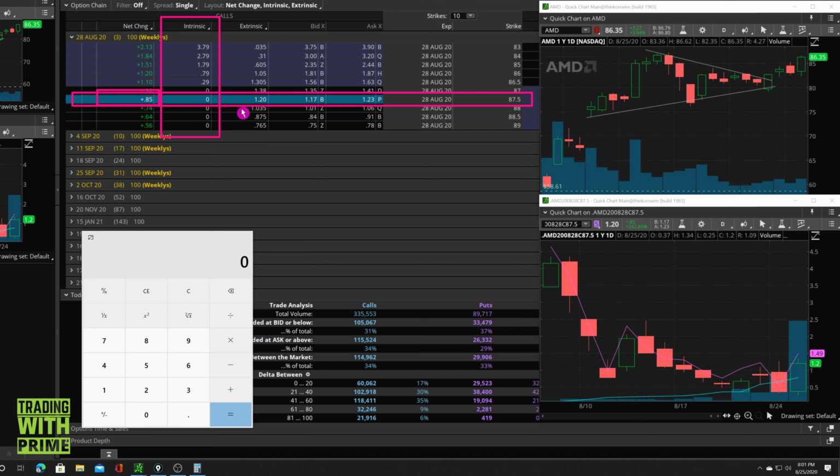It's worth $0. The reason why you're paying the premium is because this is speculation buying. We are speculating that AMD is going to be higher than it is today. Maybe not even speculating. There is a possibility that AMD will be above 87.50, and that's where this value comes from.